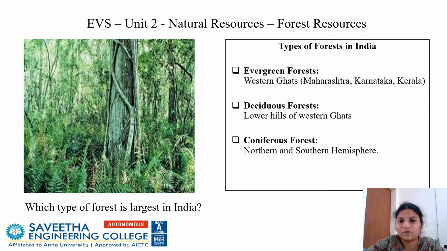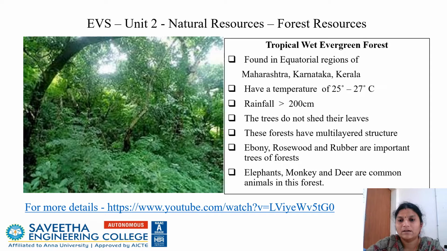These are the different types of forest in India. They are evergreen forest, deciduous forest, coniferous forest. The wet evergreen forest is found in equatorial regions of Maharashtra, Kerala and Karnataka. The trees don't shed their leaves because the annual rainfall of these kinds of forests is greater than 200 centimeters. These forests have a multi-layered structure. Ebony, rosewood, rubber are the important trees of this forest. Elephants, monkeys and deer are the common animals in this forest.